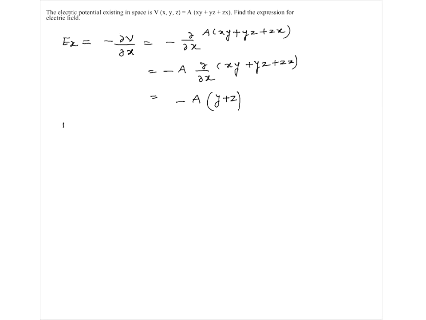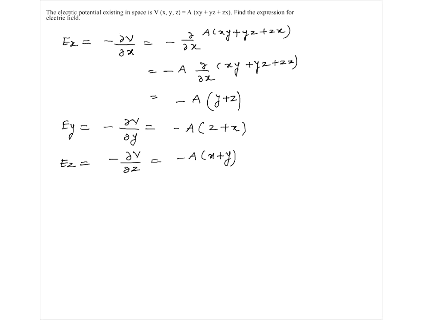Likewise, this and this. So when you are giving the final answer, then you need to have i, j, k. That's it. Any questions? If you have, then let me know.